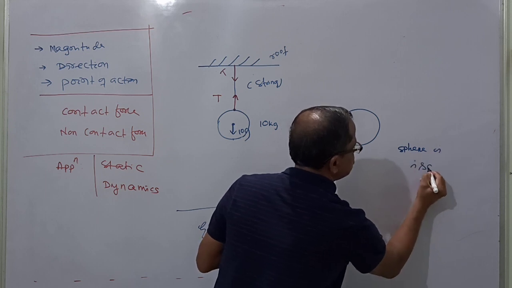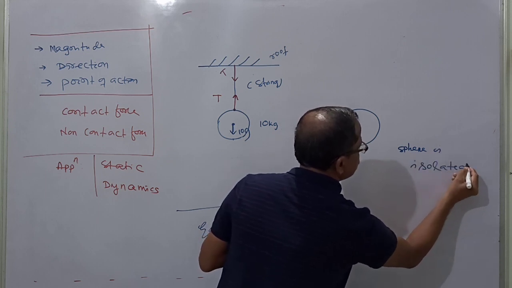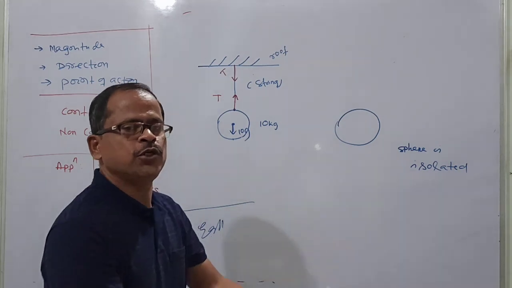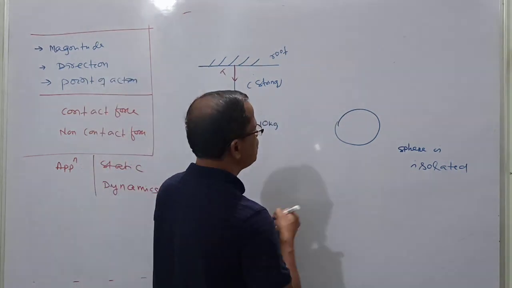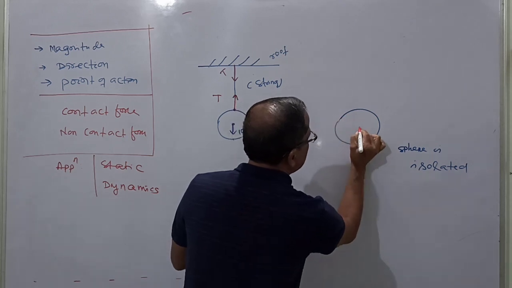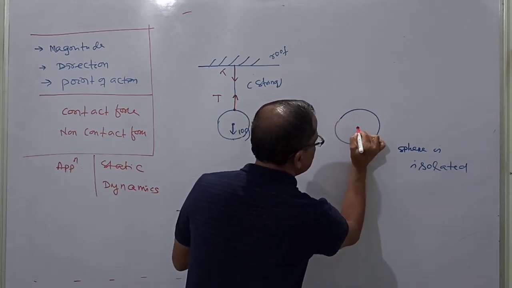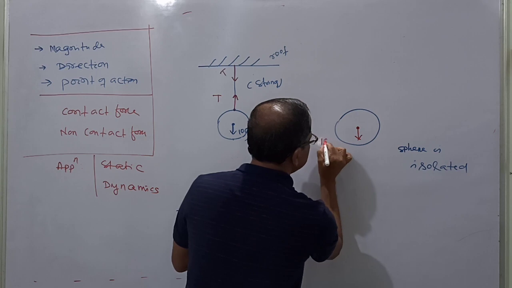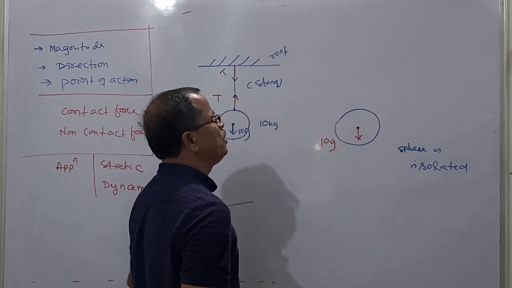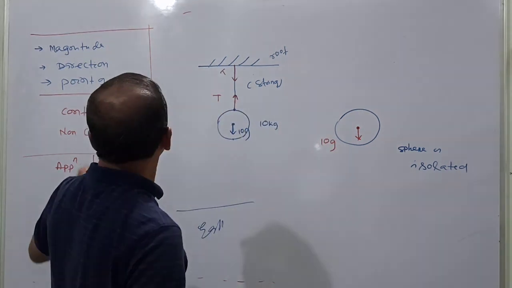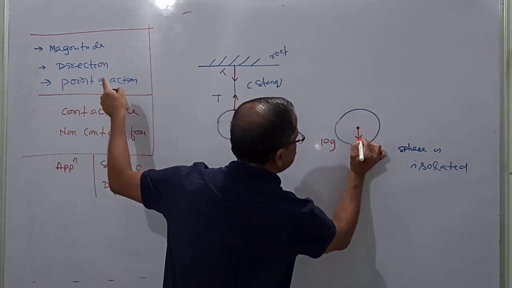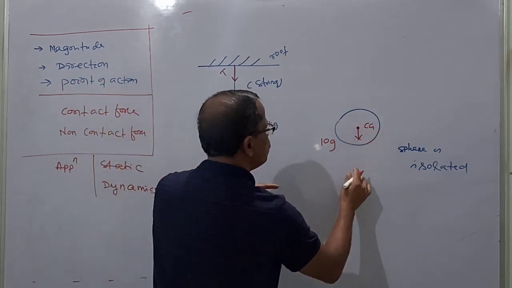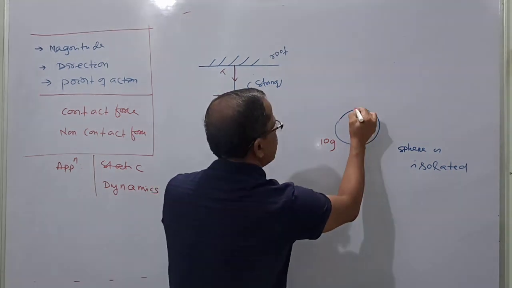If the sphere is isolated, then the sphere will fall down because the earth is pulling it down. And where will the earth pull? The earth will pull the sphere about the center of mass, which is equal to 10 into g. Because I told you, the point of action of the weight is through the CG of the body.